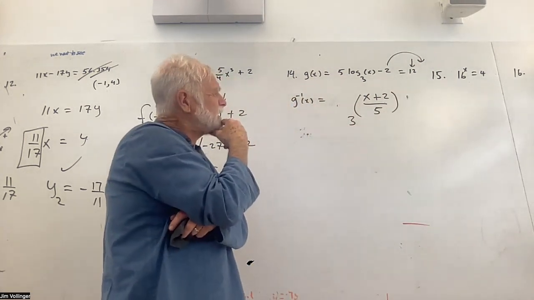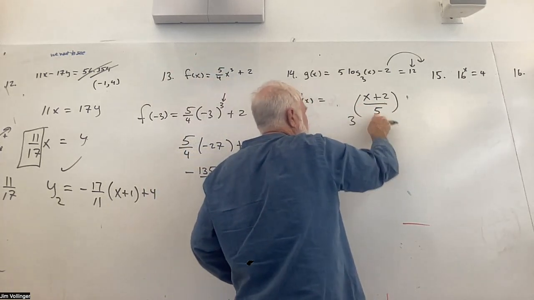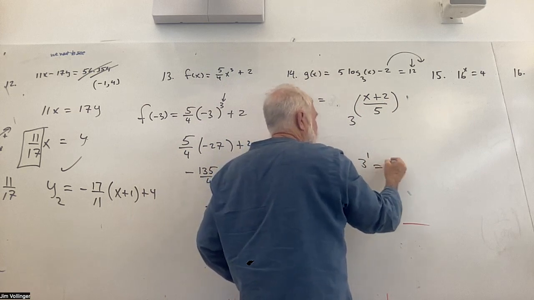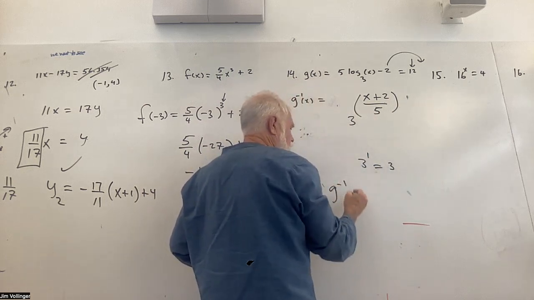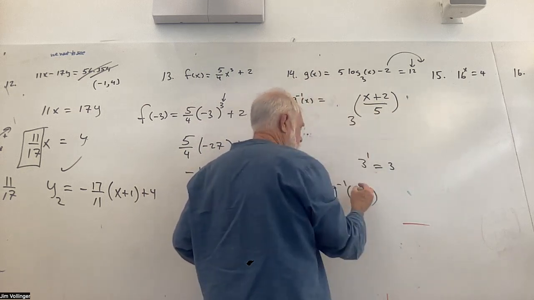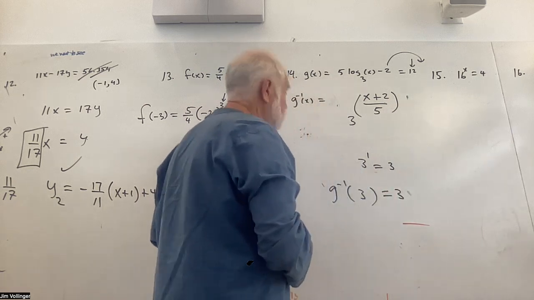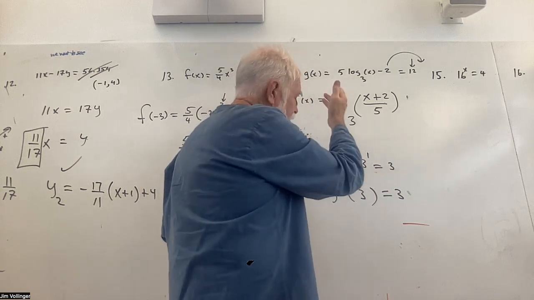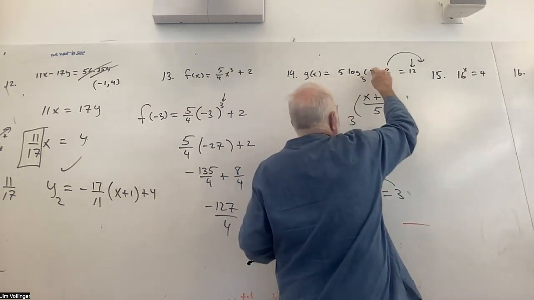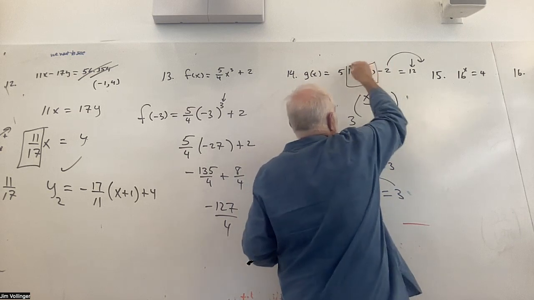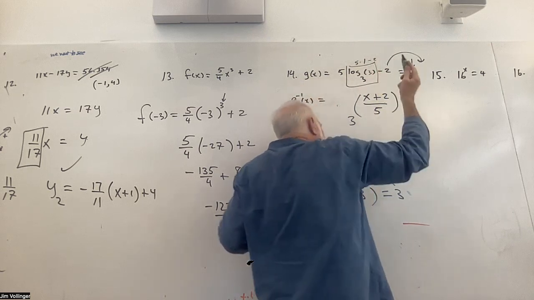Now, let's put an easy number in here. How about we put 3 in here? 3 plus 2 is 5, divided by 5 is 1, and 3 to the 1 is 3. So in this equation, g inverse of, what did I plug in? 3 gets me 3. Looks like it does. So up above, a 3 should get you a 3. So let's put 3 in. What is the exponent put on top of 3 to get a 3? 1 times 5 minus 2 is 3.